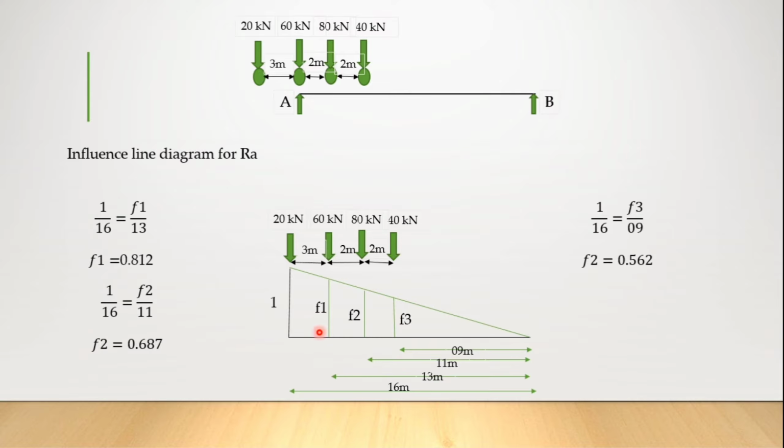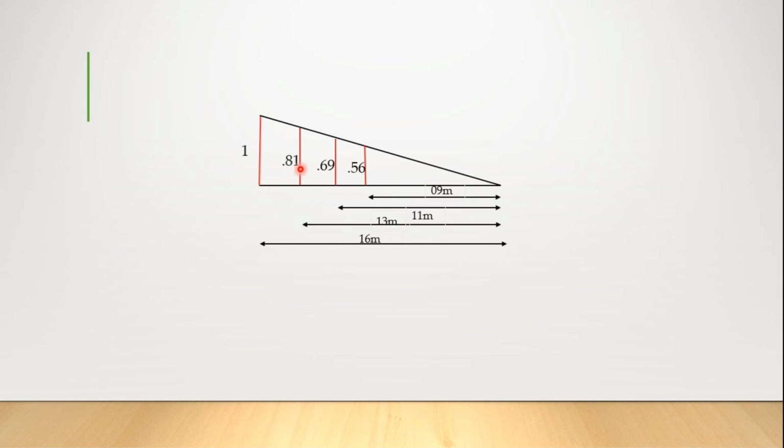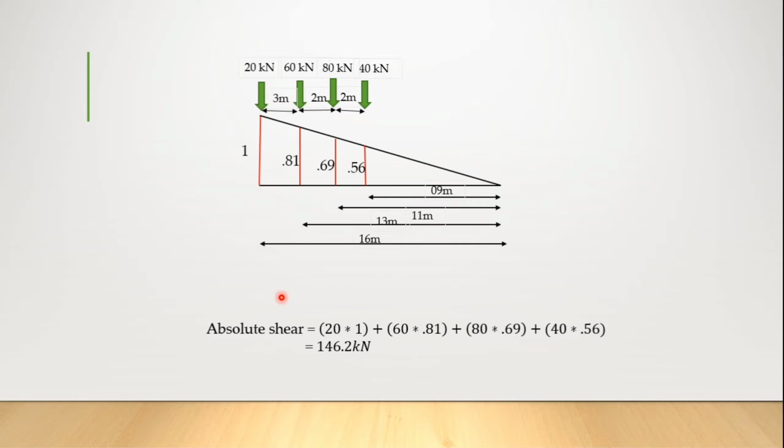Now just replace F1, F2, F3 by their values and show the loads acting on those ordinates. So how to find the absolute shear? Absolute shear for RA is equal to 20 into the ordinate under the load, plus 60 into the ordinate under the load, plus 80 into the ordinate under the load, plus 40 into 0.56. So when we are using the influence line diagram for RA, the absolute shear force is 146.2.